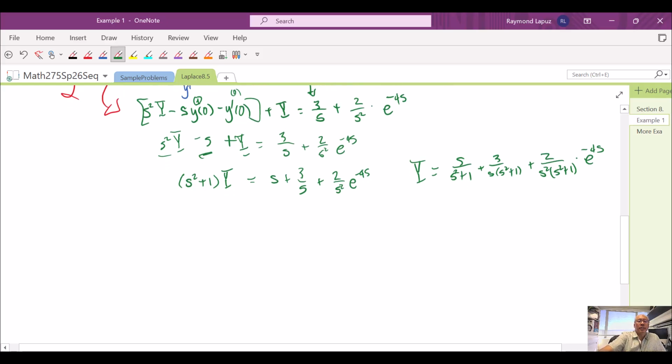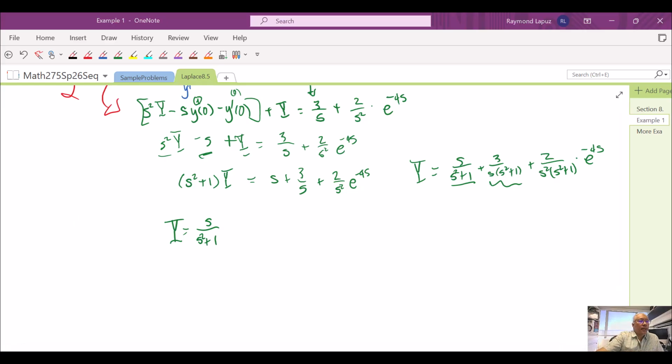We're almost ready to transform this back. This can be transformed. S over s squared plus 1 is simplified. This will need some partial fraction work. And let's just say I'm going to punch that in Wolfram.